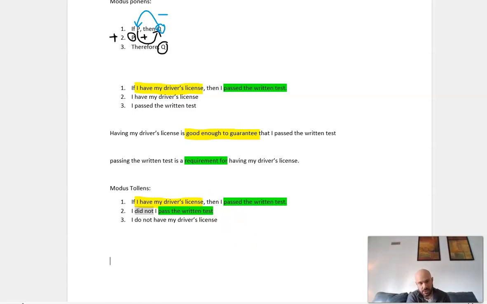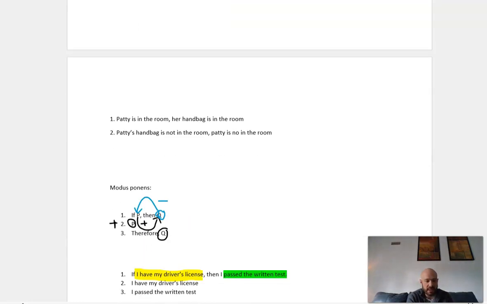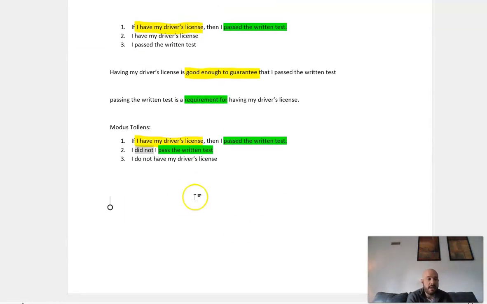Remember, if Patty's handbag isn't in the room, then what do we know about Patty's location? Well, we know she's not in the room. If Patty's in the room, then what do we know about her handbag? Well, her handbag is also in the room. So the P and the Q, they relate to each other in those ways.